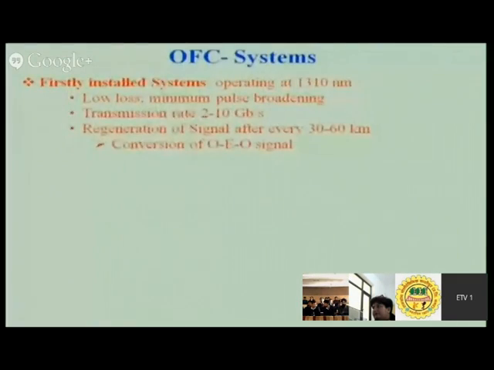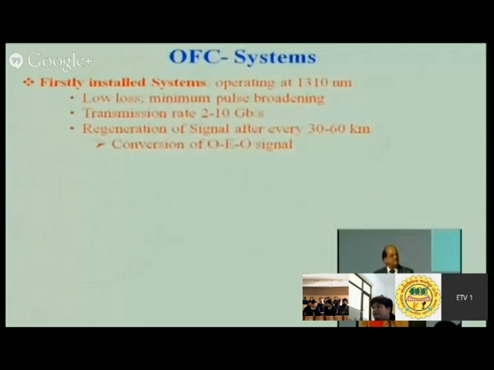Then we have the OFC systems. They are initially installed for 1310 nanometers. At this wavelength, there is a low loss, but not minimum loss. This is a low loss, 0.5 dB per kilometer, but not minimum. Minimum pulse broadening, because dispersion is minimum at 1310. So these 2 parameters, attenuation and dispersion, I say both should be minimum, but they are not meeting at the same wavelength. At 1310, attenuation is low, dispersion is minimum.